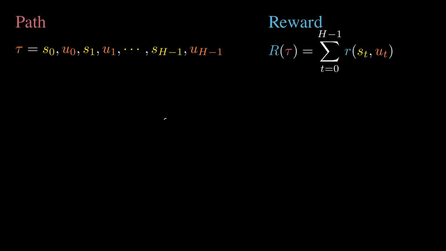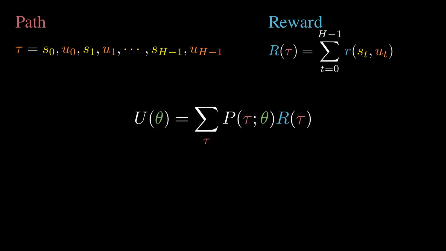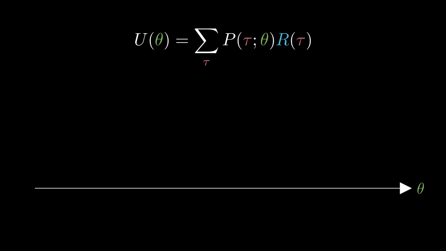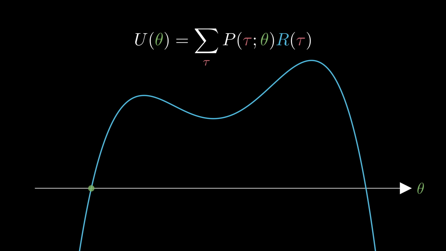Our goal is simple: find the parameters of our policy that maximize the expected total reward. In other words, we want to boost the weighted average rewards from all possible paths. But how do we achieve that? Imagine our policy has only one parameter theta. Picture a 1D curve representing the utility function, our expected reward. Starting from a random point, we compute the gradient of this utility function with respect to our parameter theta. The gradient tells us exactly how to nudge theta to climb toward a higher reward.